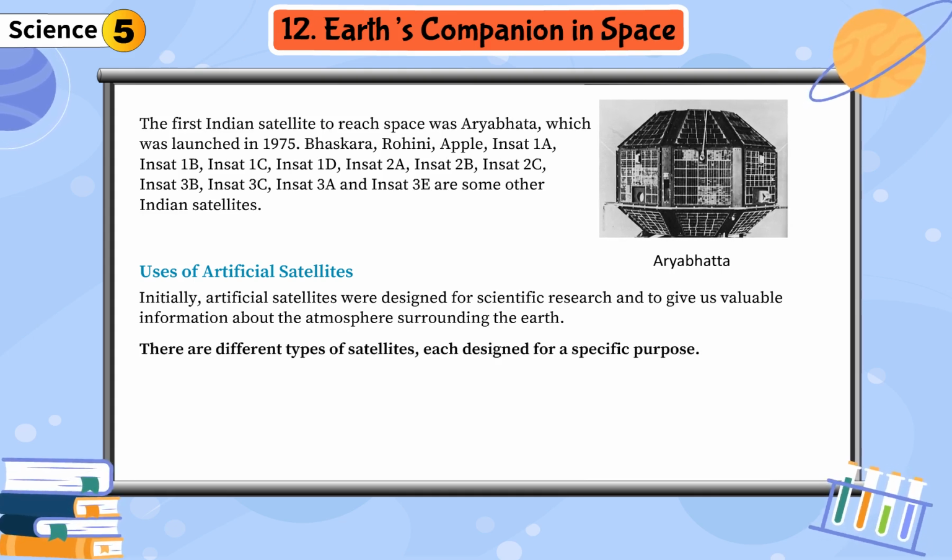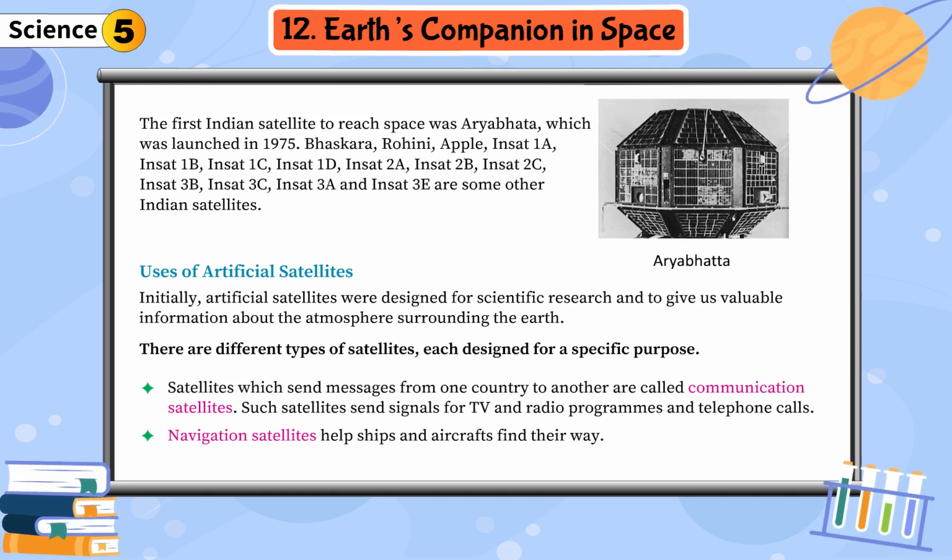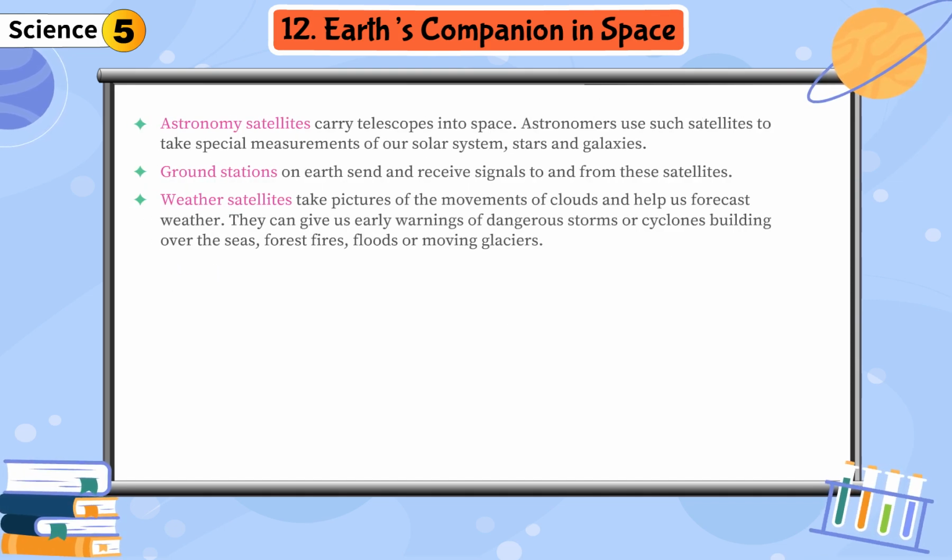There are different types of satellites, each designed for a specific purpose. Satellites which send messages from one country to another are called communication satellites. Such satellites send signals for TV and radio programs and telephone calls. Navigation satellites help ships and aircrafts find their way.